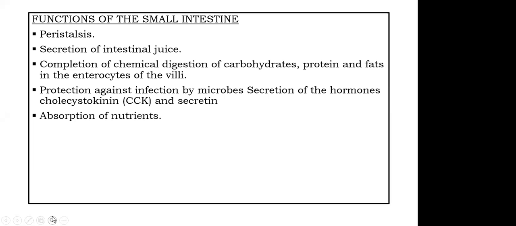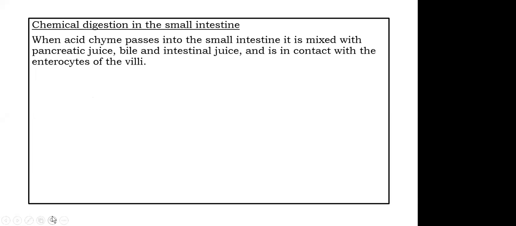How will it happen? There will be some lymphatic follicles aggregated in the intestine, that will provide immunity by protecting against microbial infections. And there will be secretion of cholecystokinin and secretin, and absorption of nutrients takes place in the small intestine. Now let us see the chemical digestion that happens in the small intestine. When acid chyme passes into the small intestine, it is mixed with pancreatic juice, bile juice, and intestinal juice, and is in contact with the enterocytes of the villi.